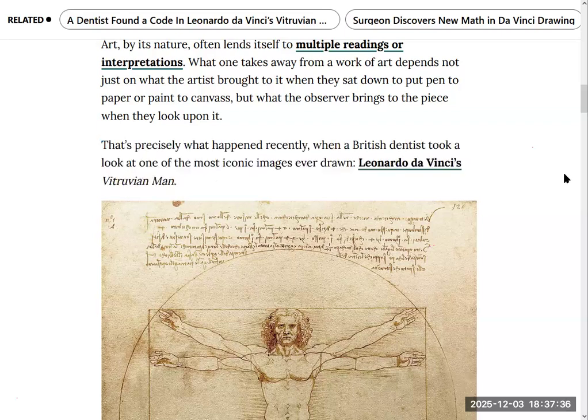Yes, let me try again. That's precisely what happened recently when a British dentist took a look at one of the most iconic images ever drawn, Leonardo da Vinci's Vitruvian Man. Yeah, that's it. You got it. By the end, you had it. Ah, that's so tricky.